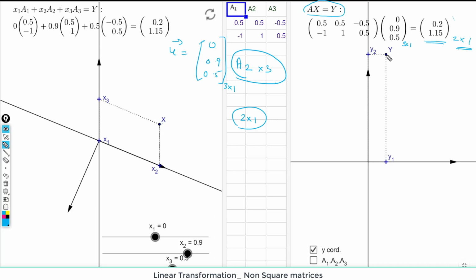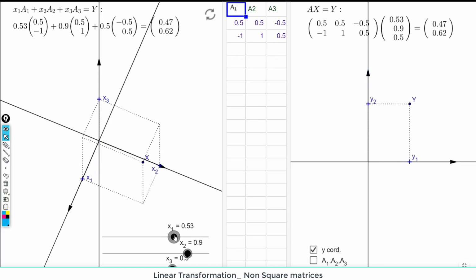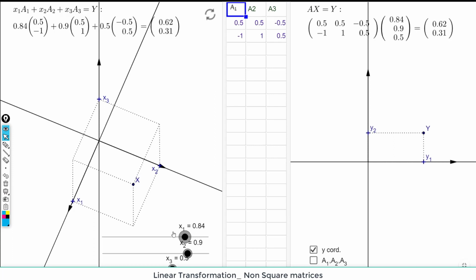You can see the coordinates here. Y1 is 0.2 and y2 is 1.15. So you can always change the coordinates, you can change this matrix and see where the input vector lands in the two-dimensional space. So just play around with these coordinates. Suppose your x1 is also having some value, so it is the three-dimensional space. Now it is clearly visible that it is a 3D vector because the coordinate is now not 0, and where it lands after the transformation, you can see it lands at 0.62 and 0.31. It is again in two-dimensional space.